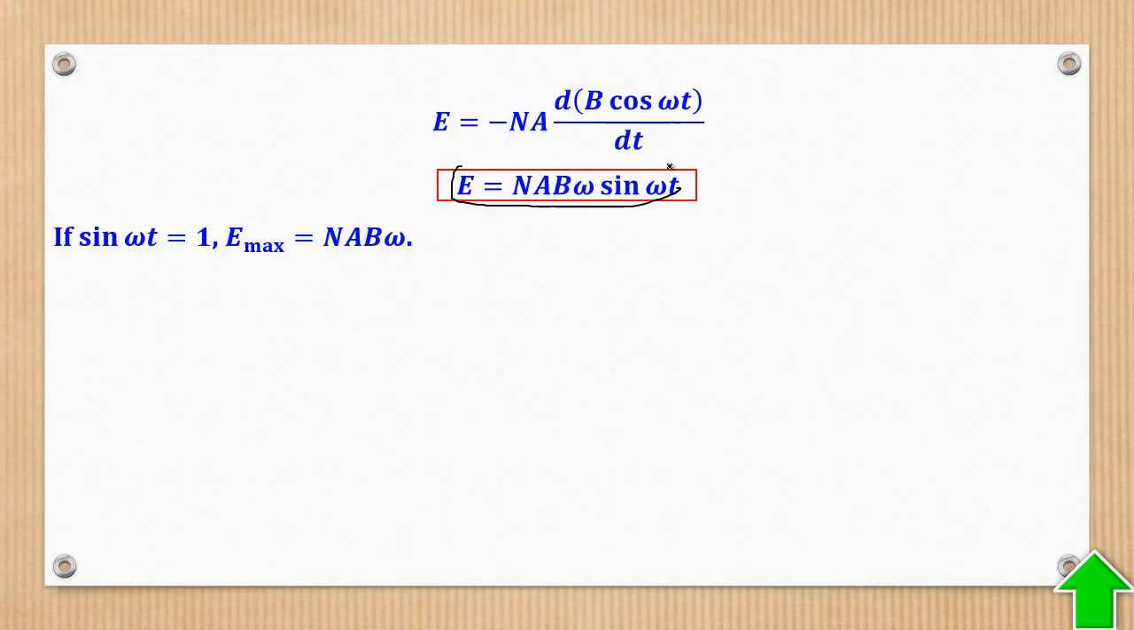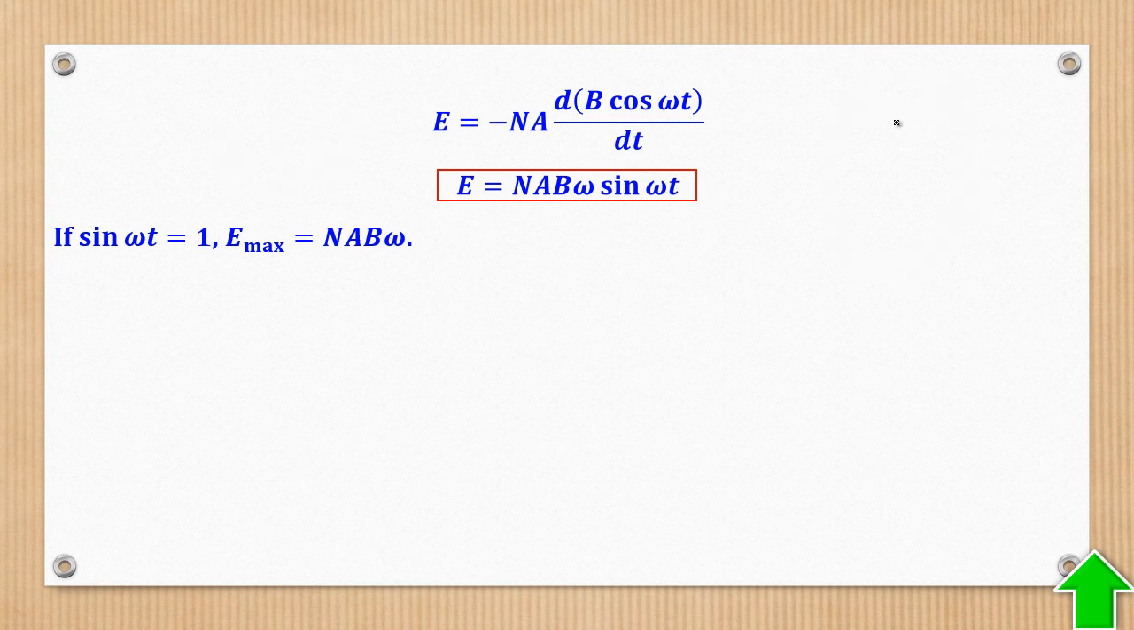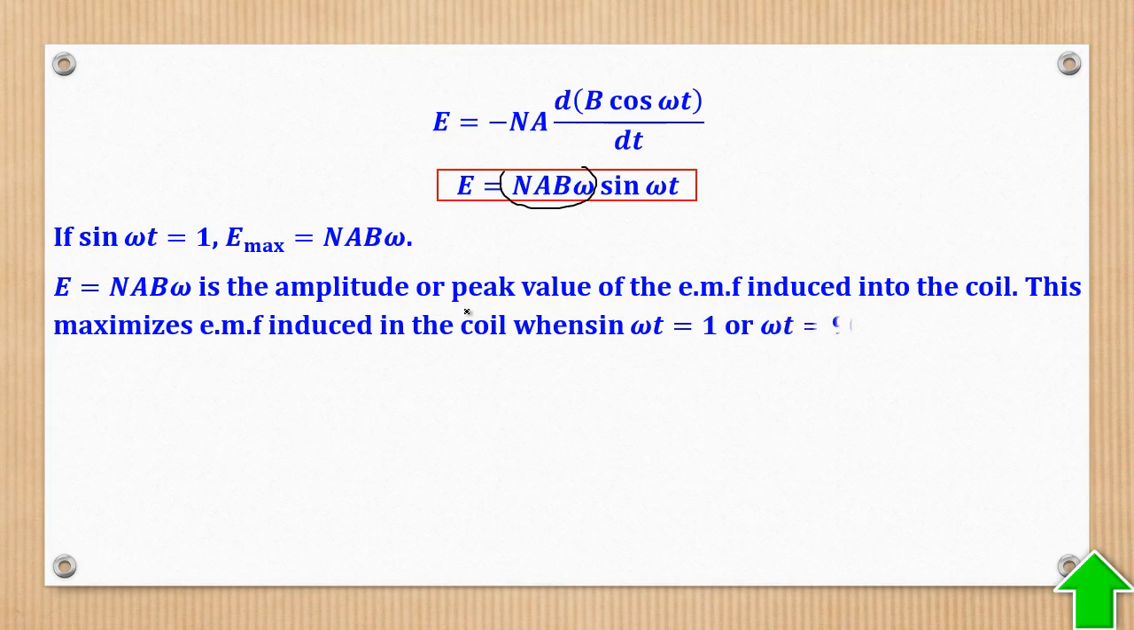So there are different things. The first one of BLV was for a straight conductor moving in a magnetic field. Now this one is for a coil rotating in a magnetic field. So you shouldn't confuse them. So if sine omega t is equal to 1, it means that induced EMF is maximum. And this is what they call amplitude, the coefficient of a trig function. So E equal to this is the amplitude or peak value of the EMF induced in a coil.